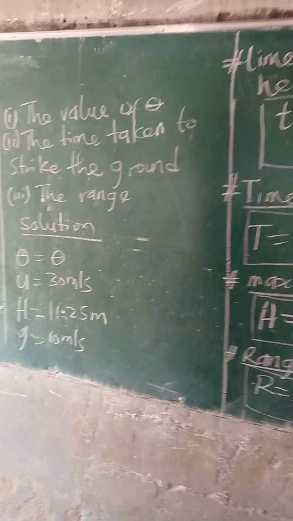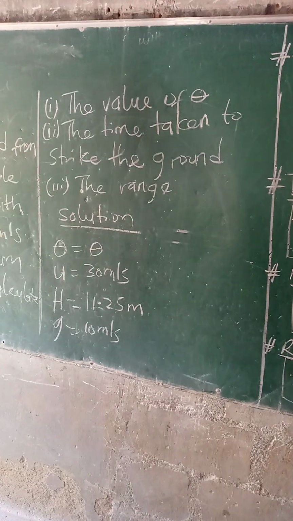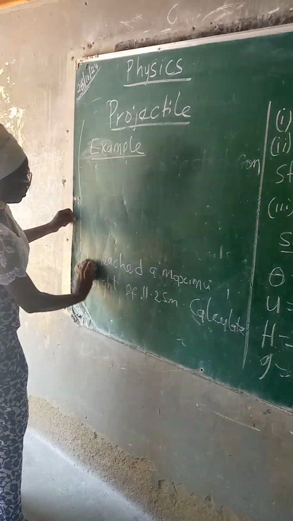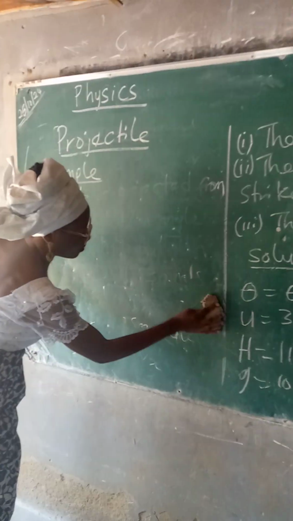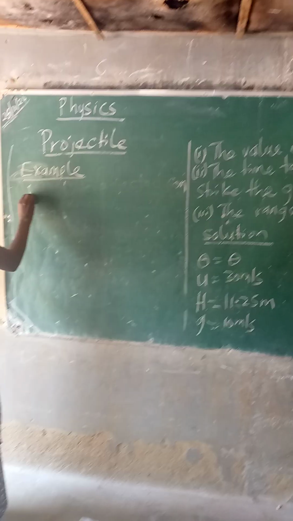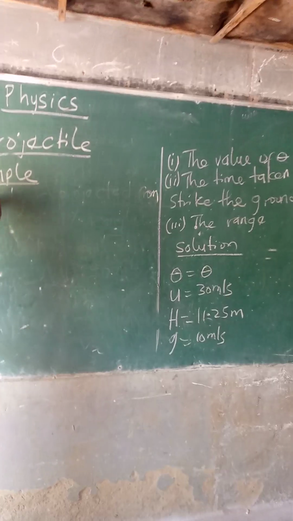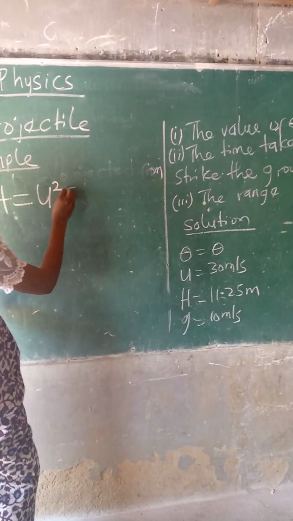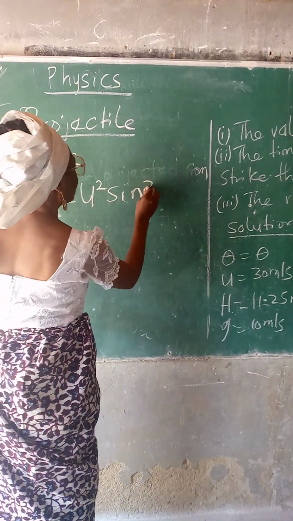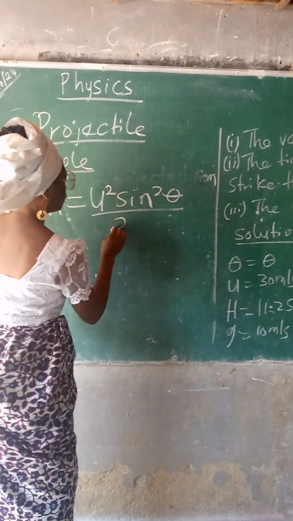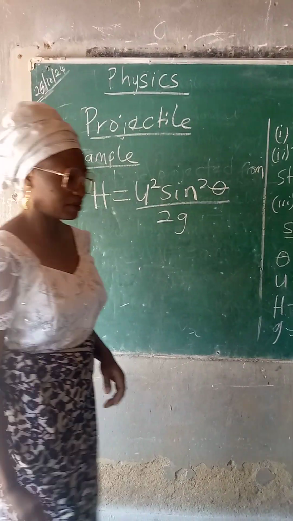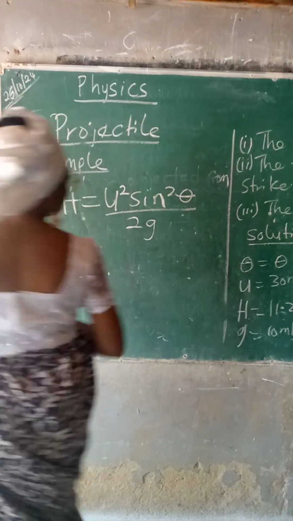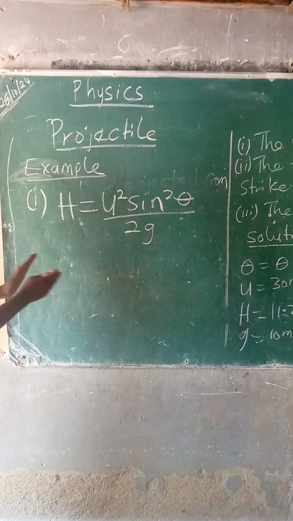Okay, sorry, I'm going to clean the question. Go through the question. Problem 1. So like I said, we are going to be using this formula. It's the most suitable formula to be used. So we have H equals u squared sine squared theta all over 2g.